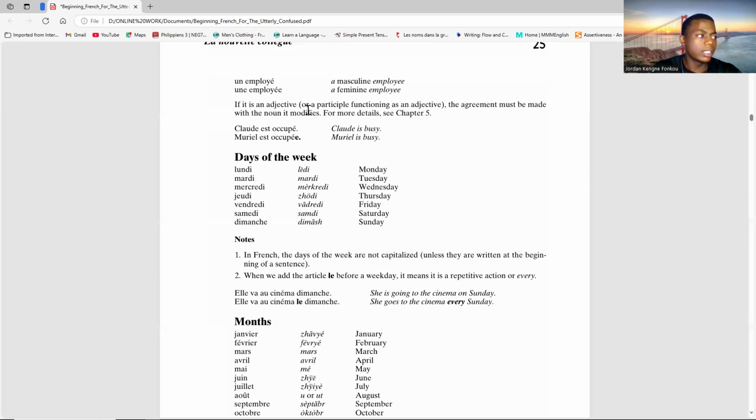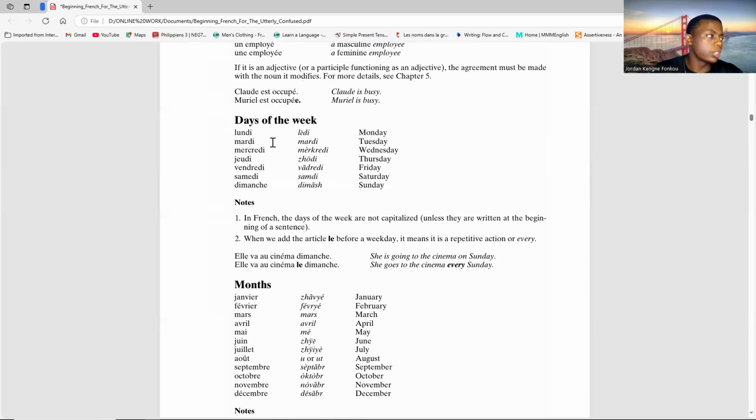If it is an adjective or a participle functioning as an adjective, the agreement must be made with the noun it's modifying. What we're trying to say here is simple: adjectives are always written with respect to the noun they are describing. So you always have to make sure that if the adjective is masculine, the noun is masculine. The noun will determine the nature of the adjective you will be using.